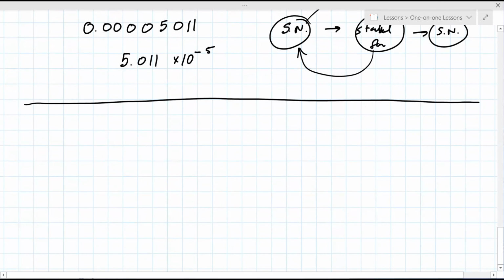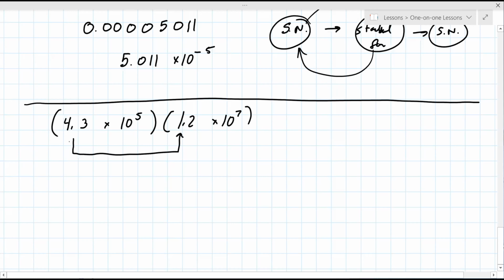There is sort of a shortcut to doing addition and subtraction, but really it's always better to do it that way. With multiplication and division, you can just do it in standard form. So let's say it's 4.3 times 10 to the 5th, multiplied by 1.2 times 10 to the 7th. So multiplication can be done in any order. So you can actually multiply these and then multiply these.